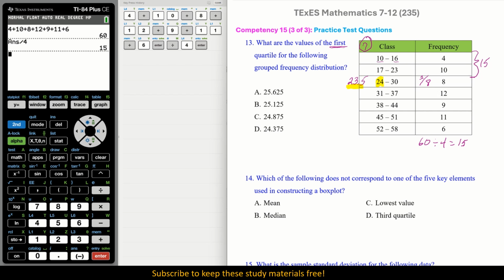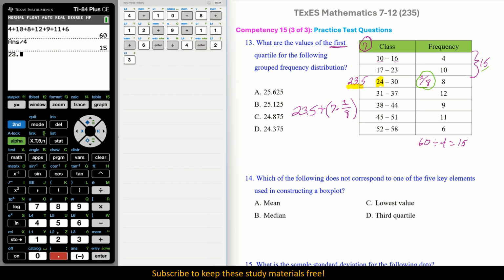So let's do this. What is the formula? It is the lower boundary, 23.5. Add it to the width times this fraction of this particular frequency row. What fraction do we need of that row to catch the first 15 values? That's really how you need to see it. Okay, so we have 1 out of 8. Now let's put that in a calculator and see what value we actually have.